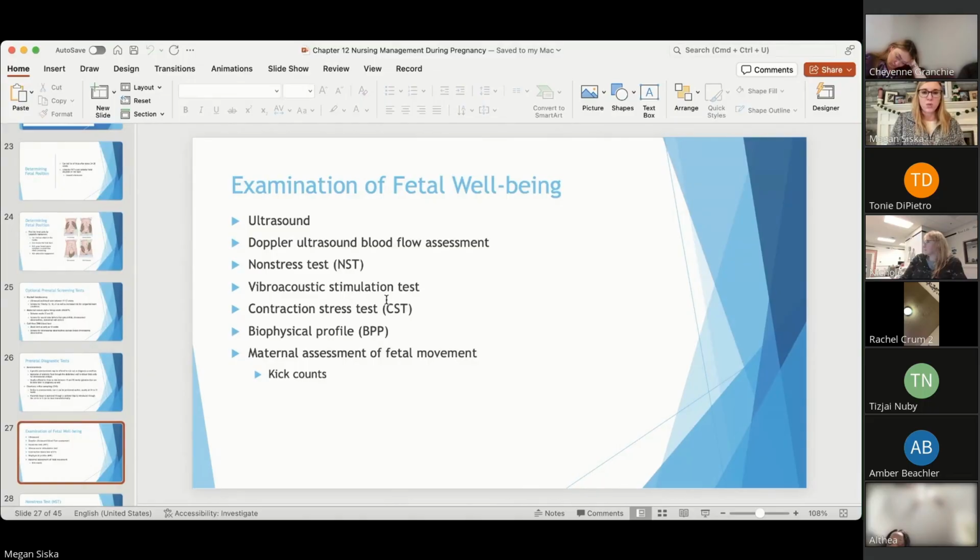Okay, so ways that we can examine for well-being throughout pregnancy. We use ultrasounds, we use Doppler flow studies, which tell us about blood flow to the placenta. We can do NSTs, which I'll talk about in a little bit. We can do vibroacoustic stimulations where we buzz mom's belly to see a reaction from baby, contraction stress test, biophysical profile, and then just kick count. So I'll talk to you a little bit more about all that as we go on.